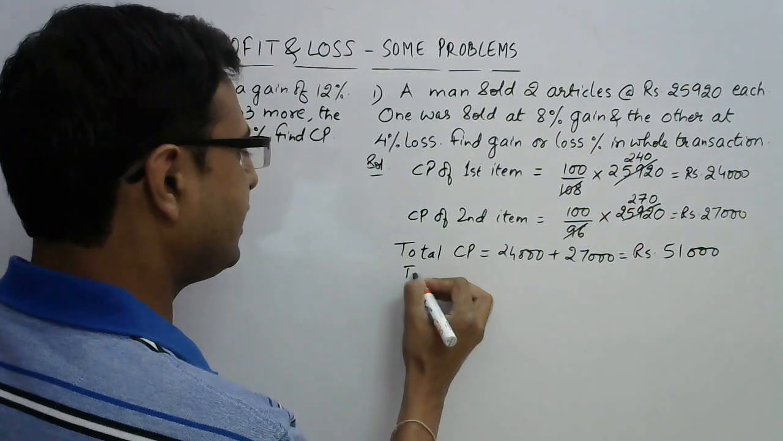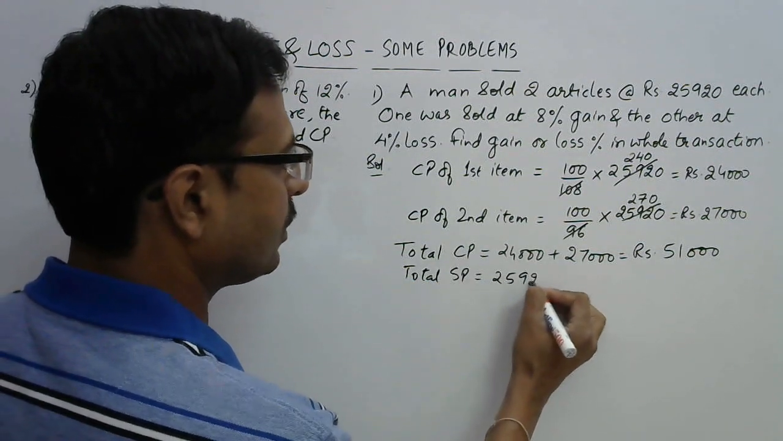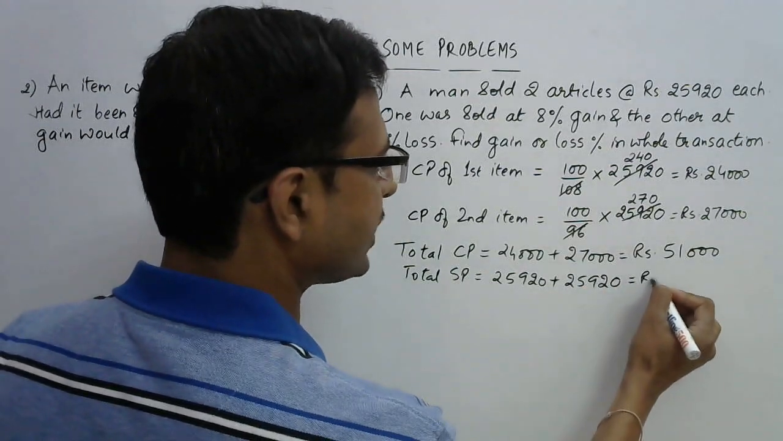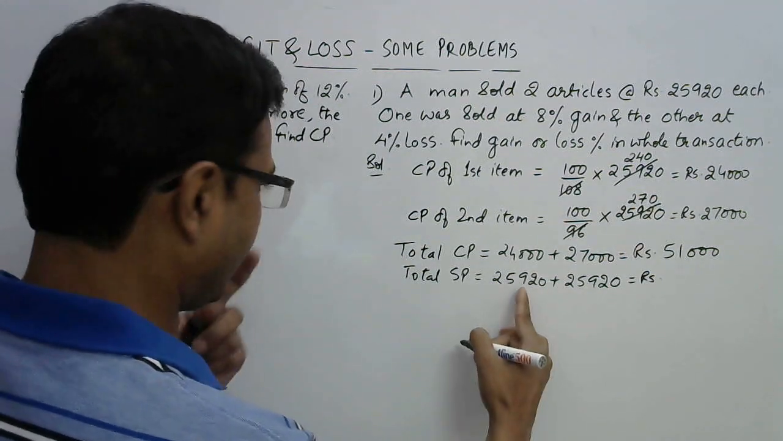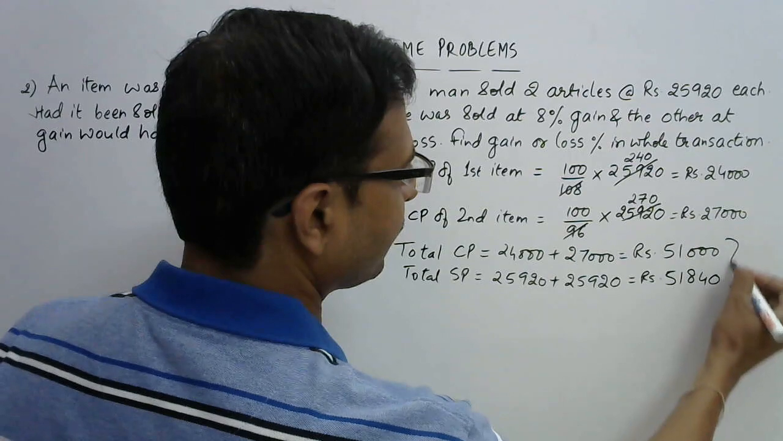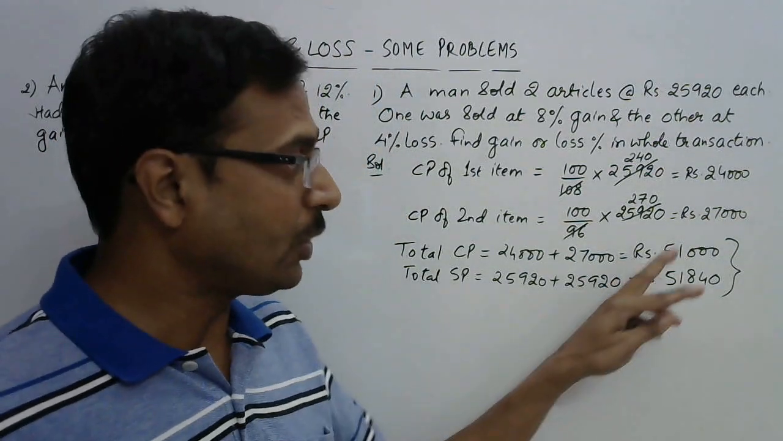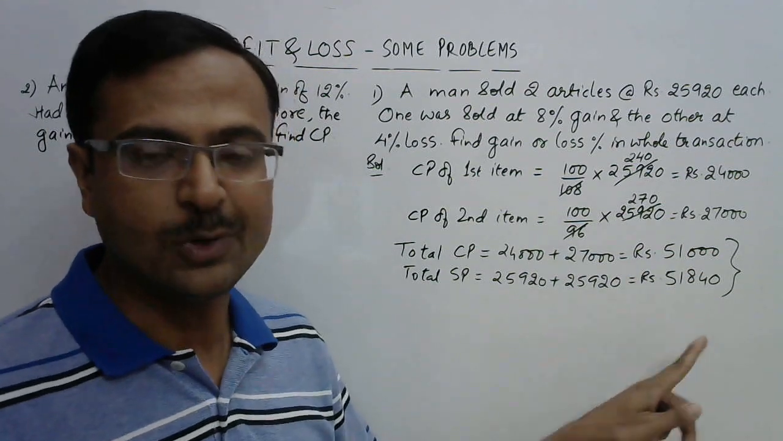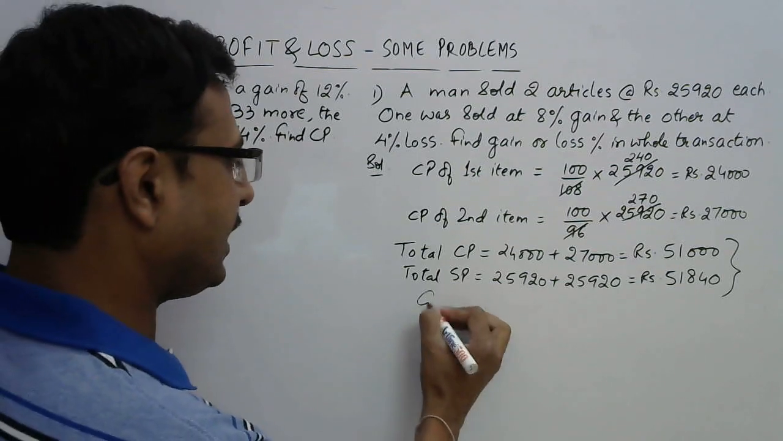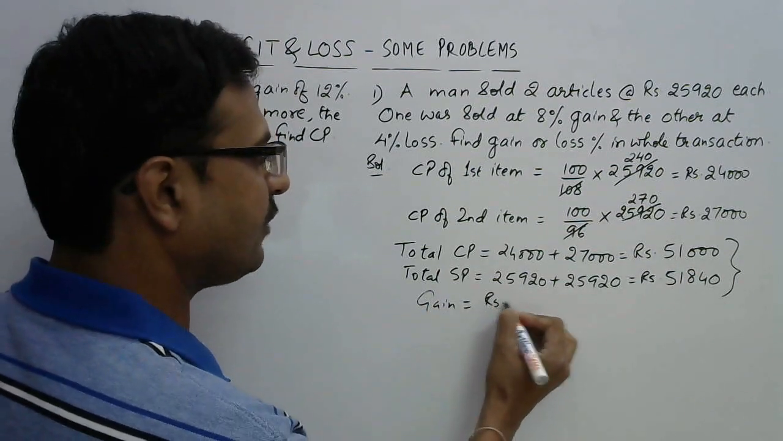And the total SP is 25,920 plus 25,920, because the selling price is the same in both cases. This is 51,840. Now from here, you can very easily infer that overall there is profit. Why? Because selling price is more than the cost price. So there is gain. Gain is the difference of the two, which is rupees 840.